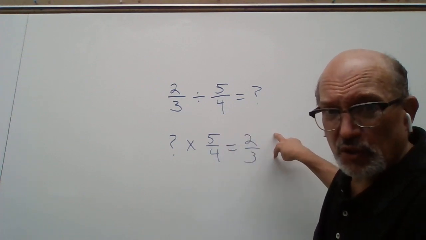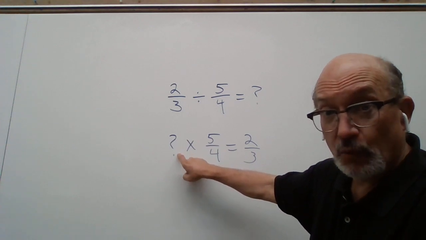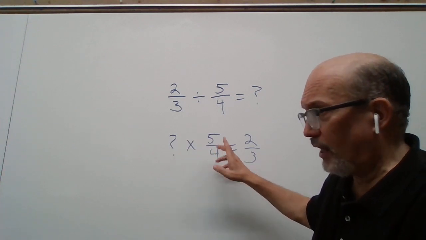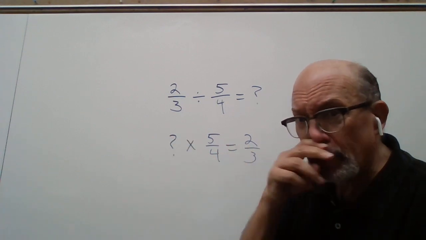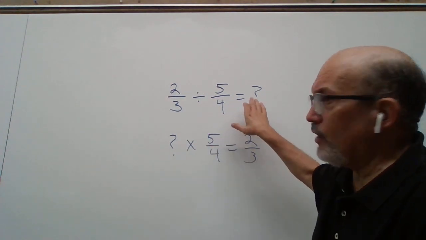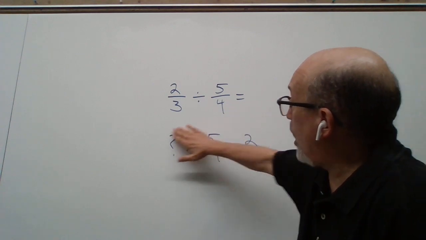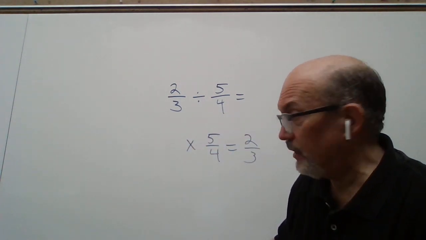5/4 is bigger than 2/3, right? This question mark has to be less than 1. 1 times 5/4 is 5/4, but that's too big. 2/3 is less than 5/4. So please convince yourself of that before you go on. Pause if necessary. The quotient here has to be less than 1. So let's talk about what it has to be exactly.